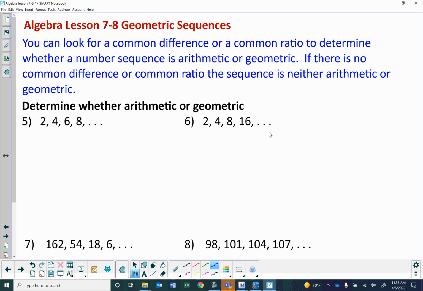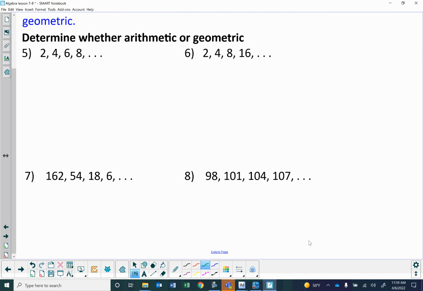All right, you can look for a common difference or a common ratio to determine whether a number sequence is arithmetic or geometric. If there's no common difference or no common ratio, then the sequence is some other sequence. It's not geometric and it's not arithmetic, but it could be some other type of sequence. It doesn't mean it's not a sequence, it just means it's not an arithmetic sequence or not a geometric sequence. So let's take a look at a couple of these problems. We're going to determine whether these sequences are arithmetic or geometric.